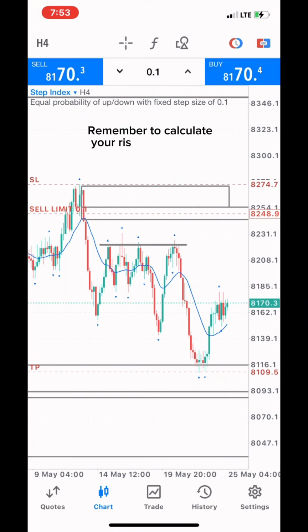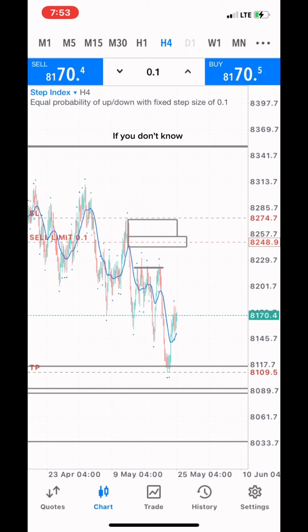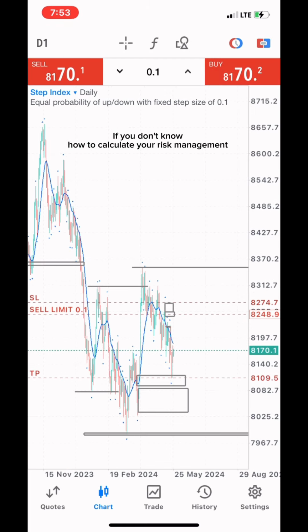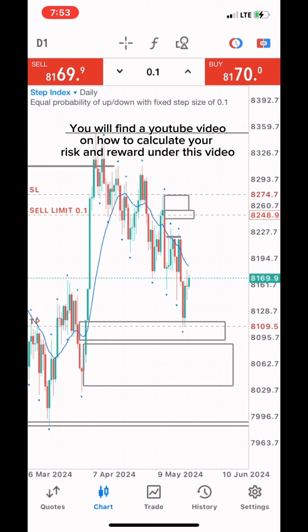Remember to calculate your risk management. If you don't know how to calculate your risk management, you will find a YouTube video on how to calculate your risk and reward under this video.